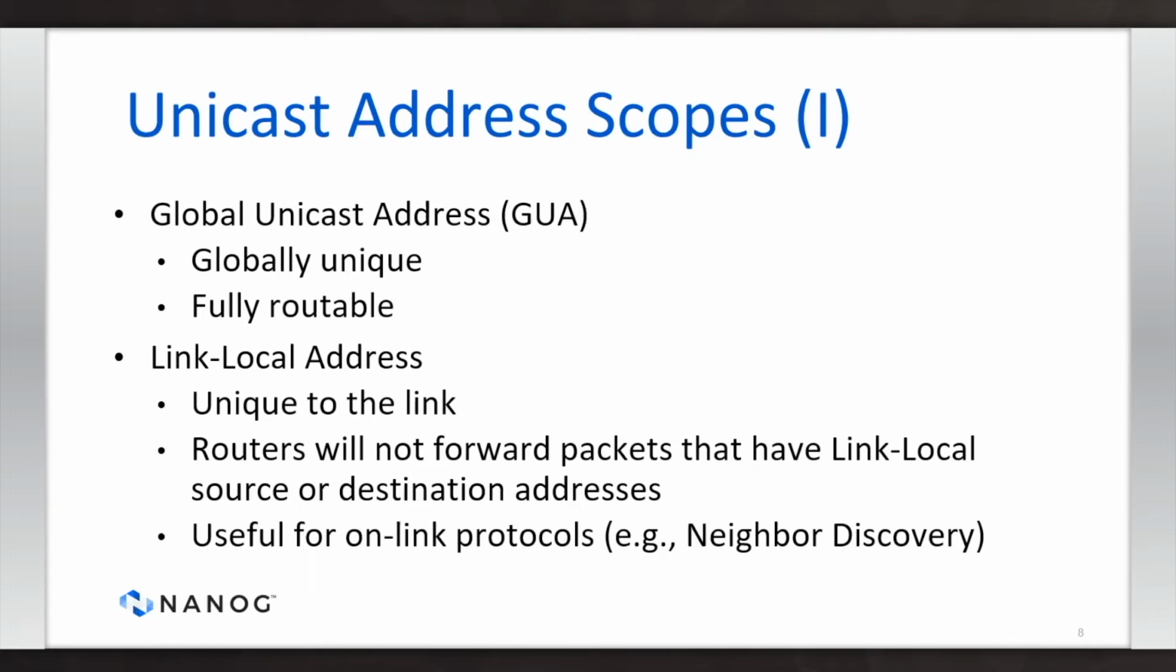And even if there were, how would the neighbor ever get a packet back to the source because the addresses were all link local? Now, these link locals, you'll see that they're very useful for on-link protocols like Neighbor Discovery. We'll talk about that in a little while.